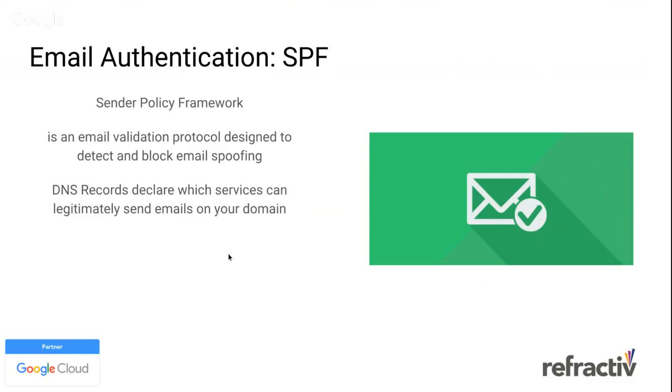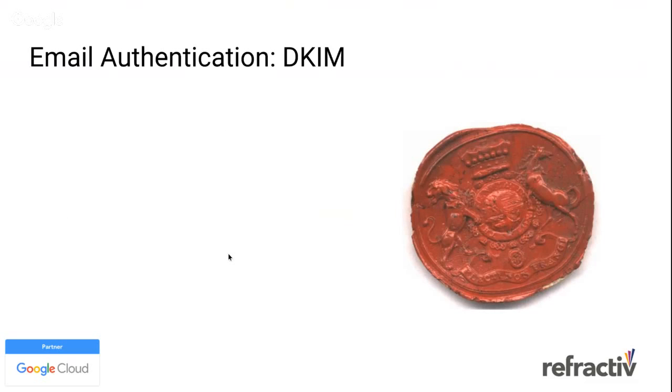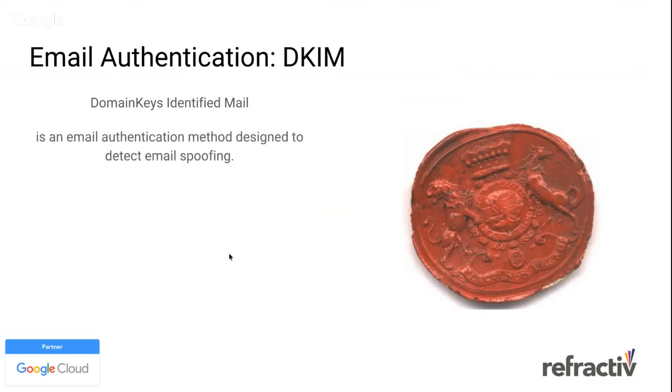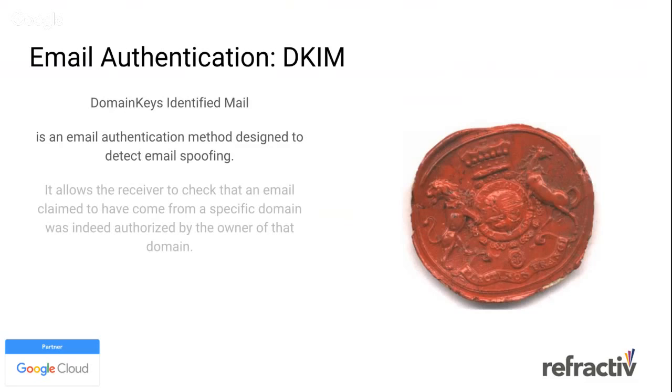I'm going to move on to the next one. Email authentication, DKIM, DomainKeys Identified Mail. So this is an authentication method, again, to help stop spoofing. And it allows the receiver to check that an email claimed to have come from a specific domain was indeed authorized by the owner of that domain.